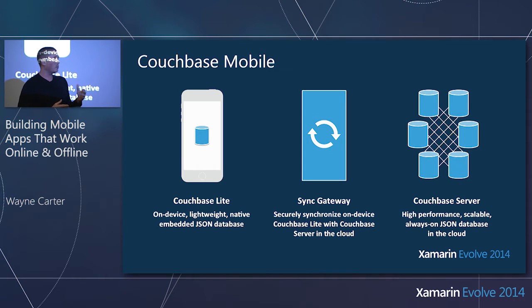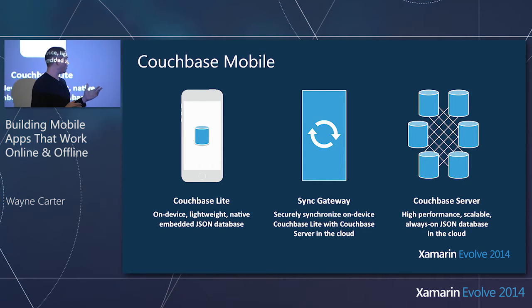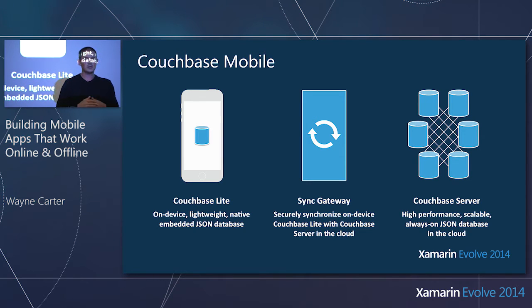So what we added was Couchbase Lite, which is an embedded NoSQL database for mobile devices. It uses a JSON data store, just like our server database, so you're storing your records in a very natural way. And that's coupled with Sync Gateway, which is your cloud component that allows you to securely synchronize Couchbase Lite with Couchbase Server in the cloud and also other Couchbase Lite instances.